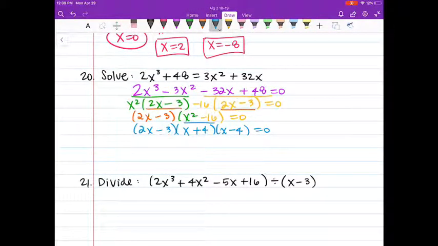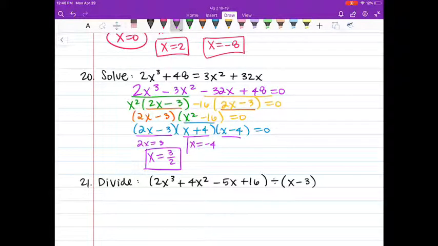I have to solve. So lastly, I'm going to set each set of parentheses separately equal to 0. From that first set of parentheses, 2x equals 3, x equals, divide both sides by 2, 3 over 2. From the second set of parentheses, I get x equals negative 4, and from the last one, the third set of parentheses, I get x equals positive 4. Of course, whenever we're asked to solve, we can always plug our answers back in, make sure the left-hand side equals the right-hand side.